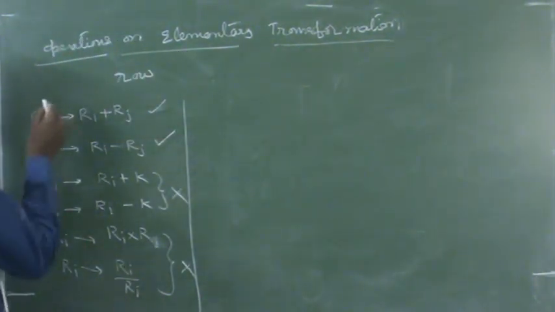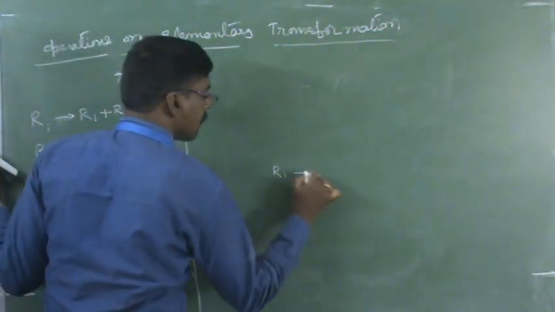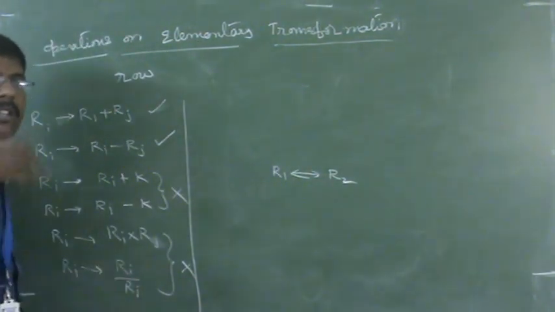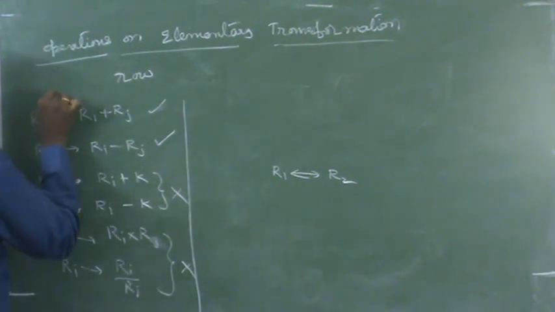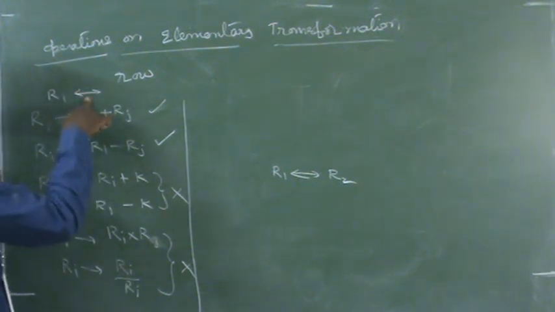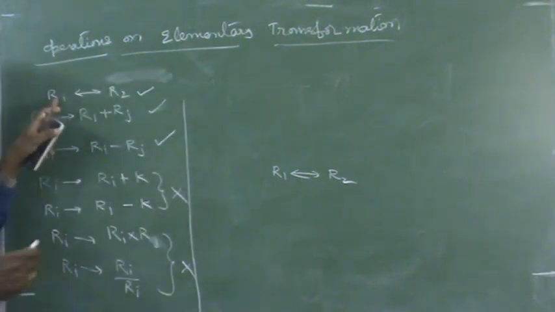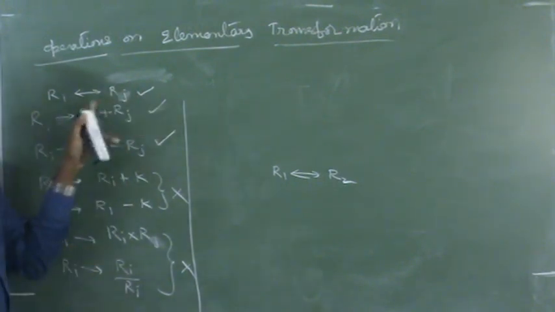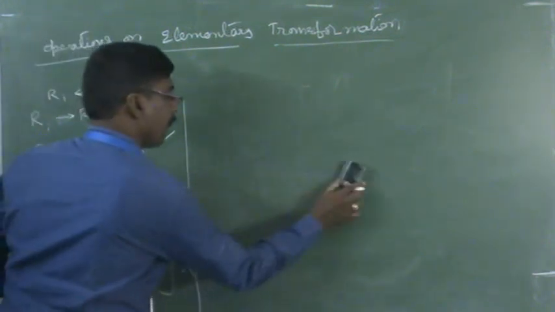Then sometimes interchanging, that is, R1 interchanges to R2, existence, there is no problem. R2 interchanges to R1, R1 interchanges to R2. This is what I am writing as the first one. Ri interchange like this symbol. R1 interchanges to R2, this is also existence. Ri interchanges to Rj, this is also existence. Then some more existence related to R1.